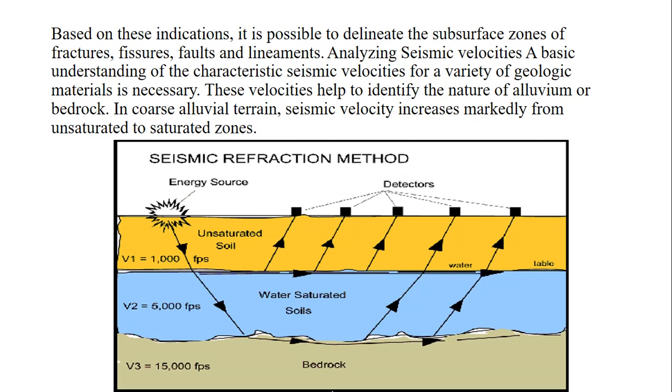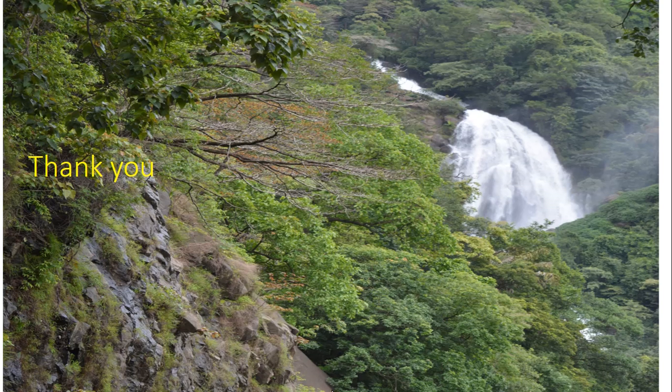Based on these indications, it is possible to delineate subsurface zones, aquifers, and zones of fractures, fissures, faults and lineaments by analyzing seismic velocities. A basic understanding of the characteristics of seismic velocities for a variety of geological materials is necessary for groundwater exploration, especially in hard rock terrain and even in alluvium. These velocities help to identify the nature of the alluvium or the bedrock. In coarse alluvium terrain, seismic velocity increases markedly from the unsaturated to the saturated zone. So this is all about different groundwater exploration methods: the electrical resistivity method and the seismic refraction method.